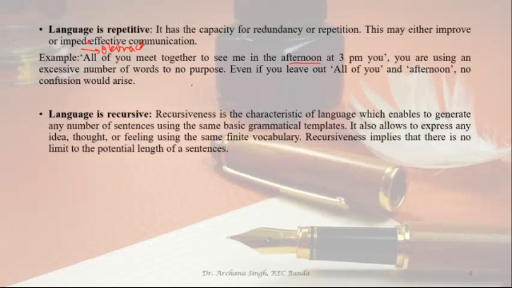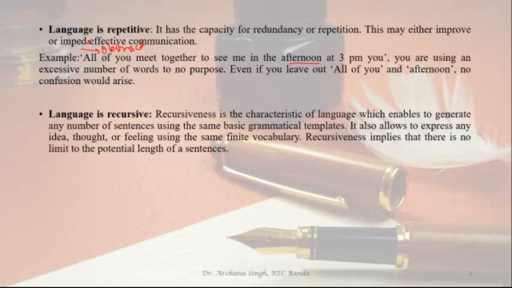Next is that language is recursive. Recursiveness is the characteristic of language which enables us to generate any number of sentences using the same basic grammatical templates. It also allows us to express any idea, thought, or feeling using the same finite vocabulary. Recursiveness implies that there is no limit to the potential length of sentences. It means you have the same subject-verb agreement, the basic grammatical template. After the subject you have a verb, and then you can have a phrase or clause. By using those basic grammatical templates, you can increase the length of a sentence.